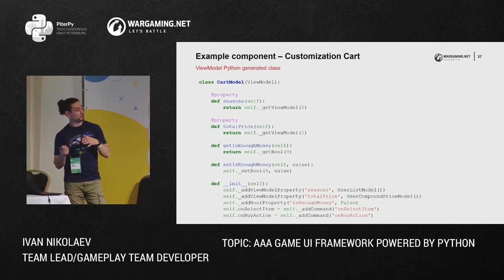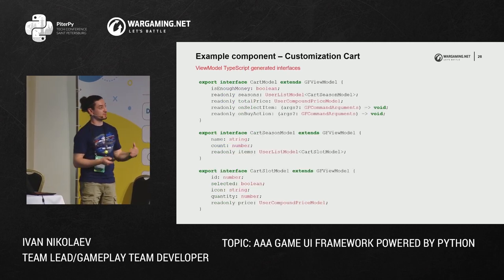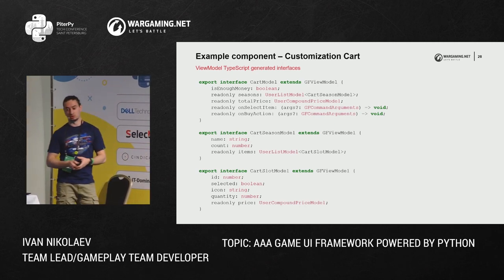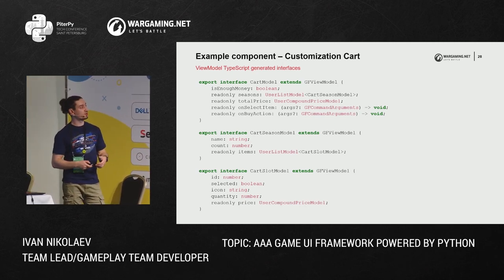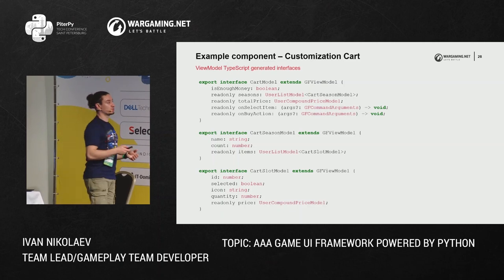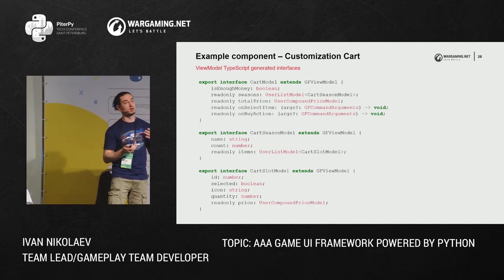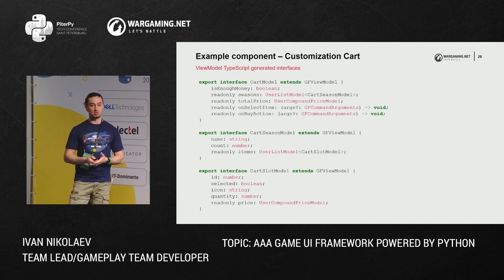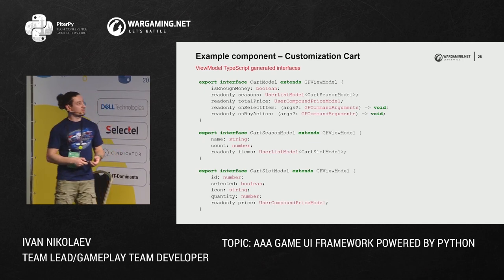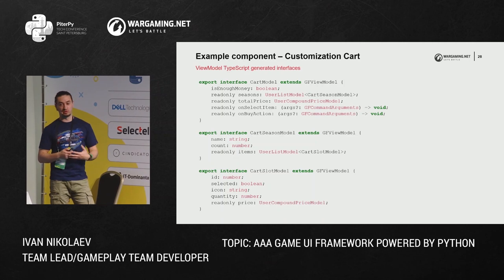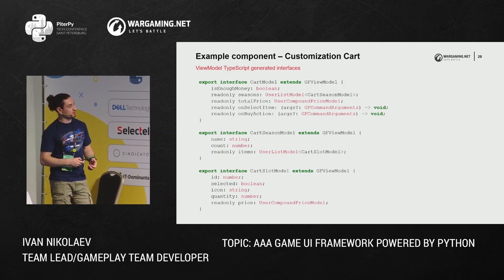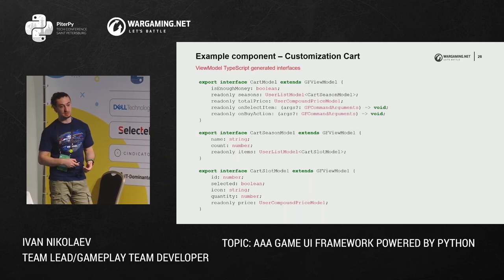The other part of code which is generated is this TypeScript one. So it mirrors pretty much all of the stuff we have seen before, because the guys who are writing the game face application use TypeScript and React.js. So basically, they want some typed interface to write their code correctly. And we have, for the cart model, the very same properties, which just mirror what we have seen a second ago.